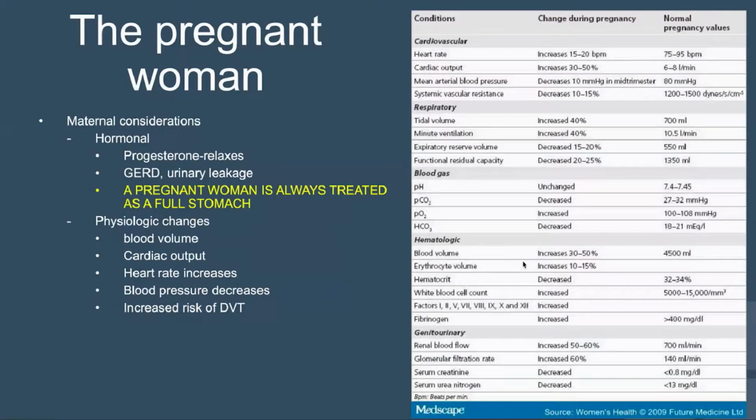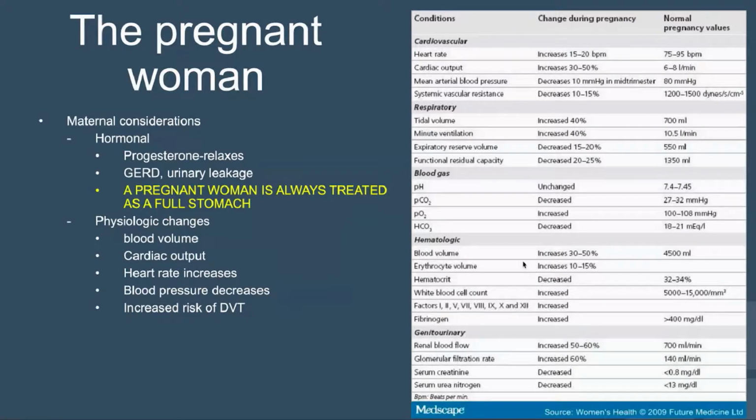Certainly with maternal considerations, the mother's level of progesterone increases significantly, and this can lead to relaxation of sphincters throughout the body. This is well known, relaxing the rectal sphincter, the anal sphincter, as well as the urethral sphincter, leading to incontinence, but also gastroesophageal reflux disease, which can lead to the heartburn common with pregnancy. Surgically, we need to consider that a pregnant woman is always treated as a full stomach by the anesthesiologist.